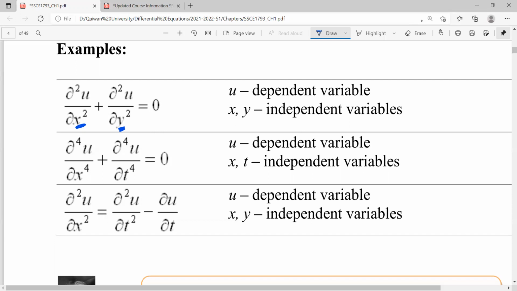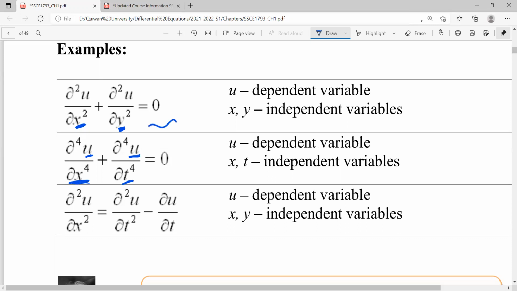In the second one, we have partial to the power 4 of u by partial x to the power 4 plus partial to the power 4 of u by partial t to the power 4. Here, u is the dependent variable, and x and t are independent variables.